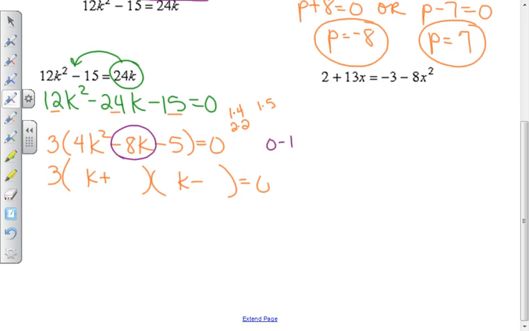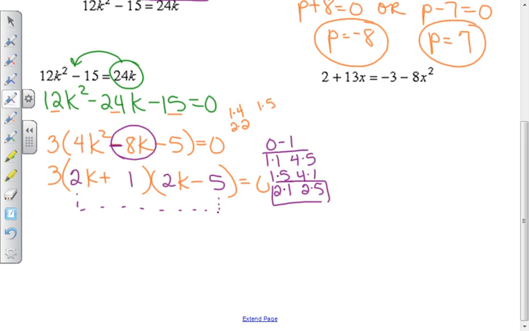So I really have outside minus inside, and I start going through my combinations of pairing 1 and 4 with 1 and 5. That one doesn't work. 1 and 5, 4 and 1. That doesn't work. 2 and 1 and 2 and 5. That does work because 2 and 10 do make 8. I need a negative 8, so that means my 10 has to be negative. So if I put a 5 there, it means I need a 2 there, a 2 there, a 1 there. Quick check, I have negative 10k, positive 2k, I'm good to go.